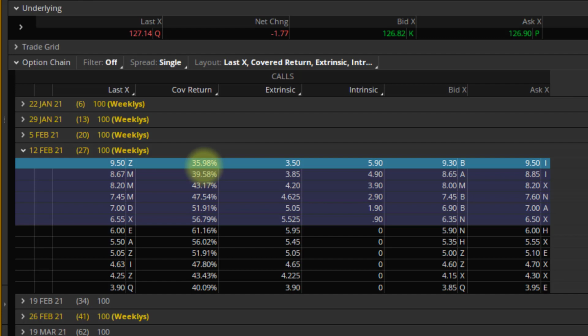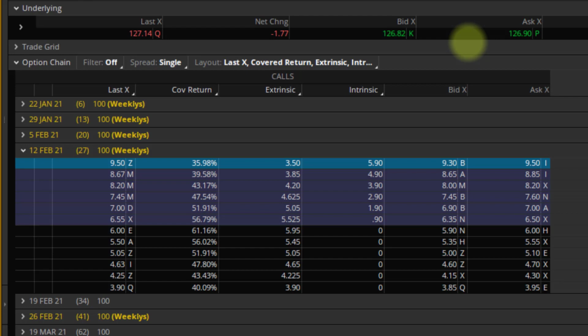And it turns out, mathematically, to get this same number, you would need a stock price of $131.50. And take a look up here, whether you use the bid, the ask, the last, the mark, nowhere close. So I don't know where that's coming from.